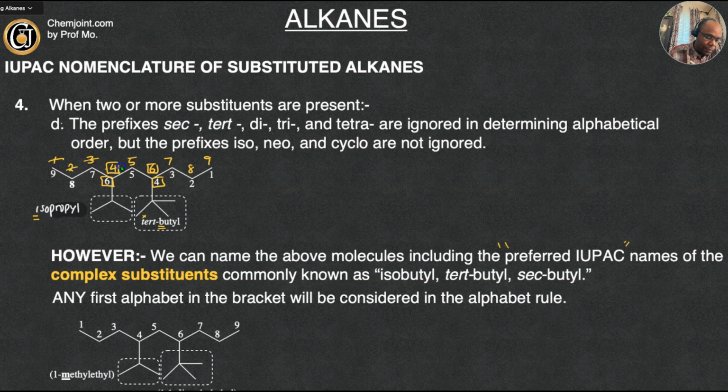So the yellowish numbering, whatever that color is, ignore it. The name of this compound will be 4-tert-butyl, with a hyphen because tert is in italics, and then 6-isopropyl, and then 9 carbons. It's an alkane, nonane.